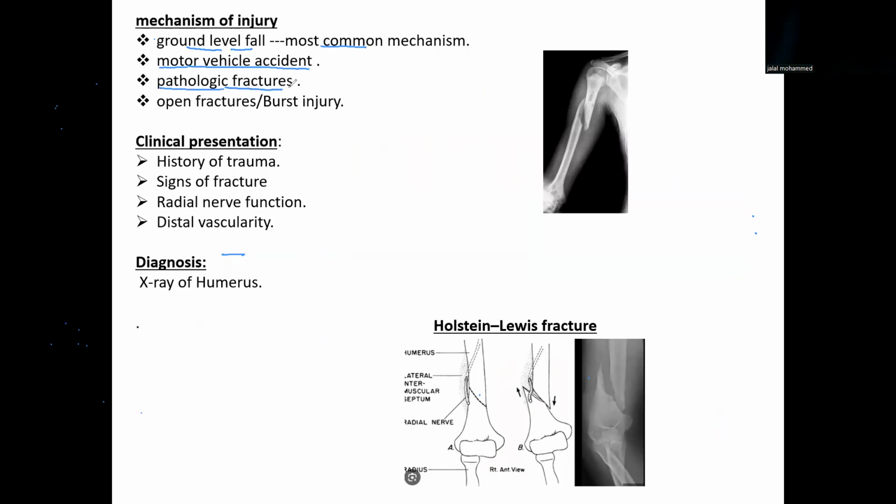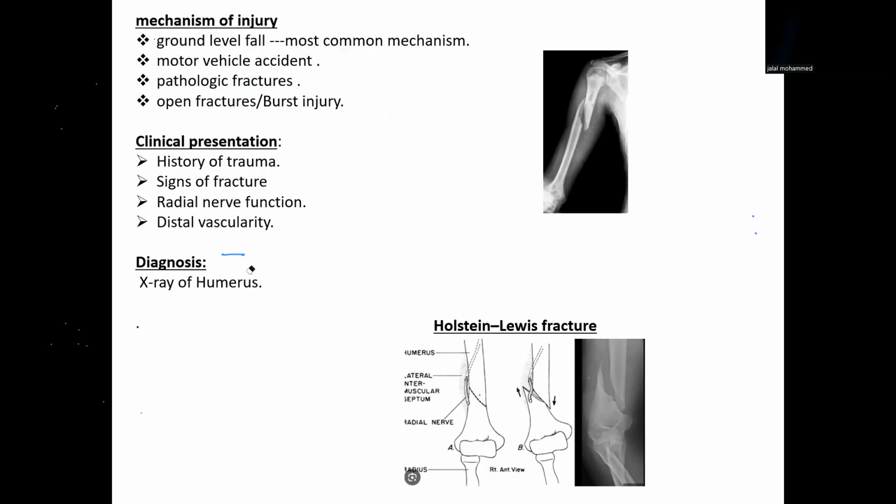We did pathological fracture in the last class. A pathological fracture is where there is some pathology eating away the bone, like wood is eaten by wood mites. It may be a cancer or metastasis, or some primary bone pathology like bone tumors, or sometimes a burst injury. Burst injury means explosive injuries, where the patient may have a fracture of the humerus. It may be an open fracture with a lot of comminution.